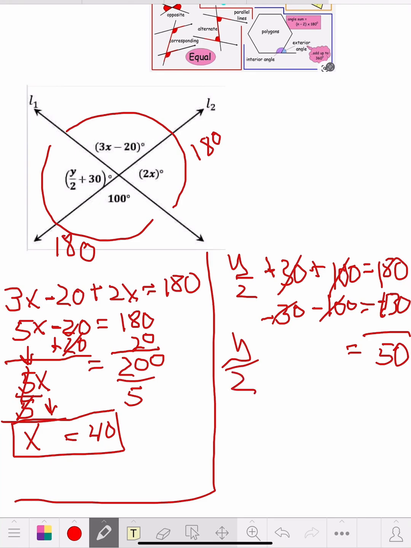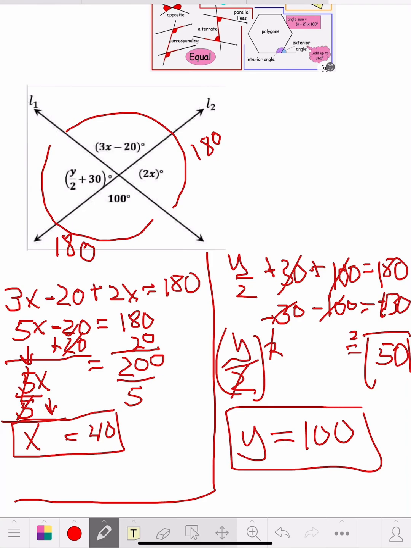So hey, we still got to get y by itself. How are we going to do that? This is y divided by 2. What's the opposite of divided? Multiply. So we multiply this side by 2, and we multiply this side by 2. So it comes down, this 2 crosses out. So it's y equals 100. And that was it. Look at that. We solved for both of these.